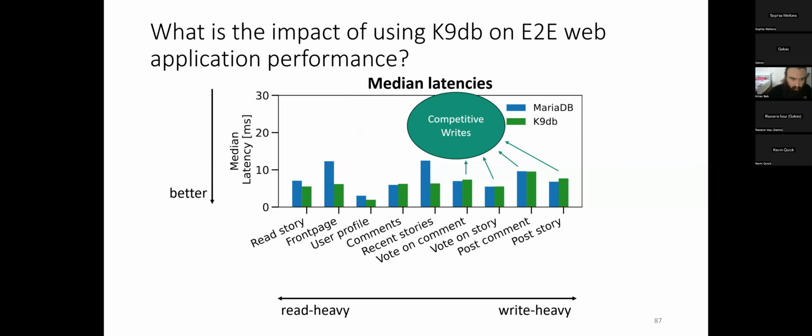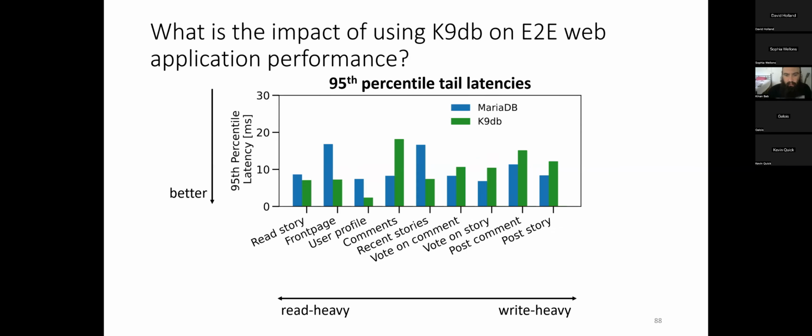The overhead here in the median is, I think, in the worst cases about 4%. That's not a lot, given that K9db is giving you compliance, and this is why it's costing you this 4%. So that's entirely reasonable.